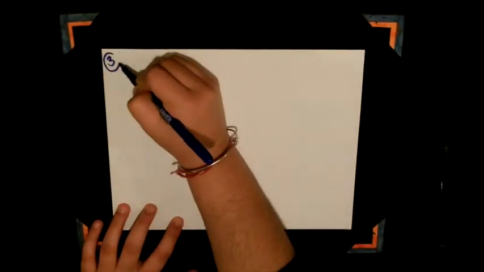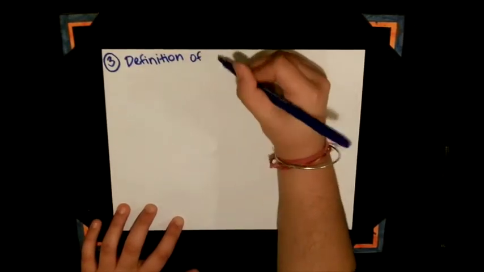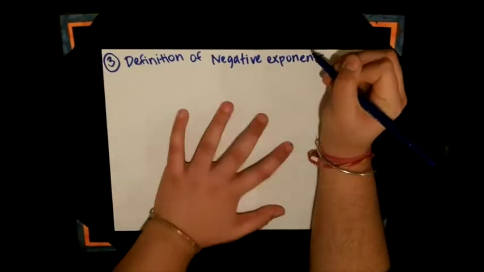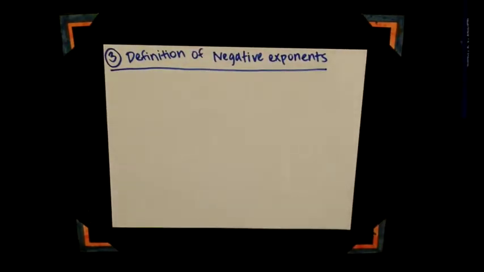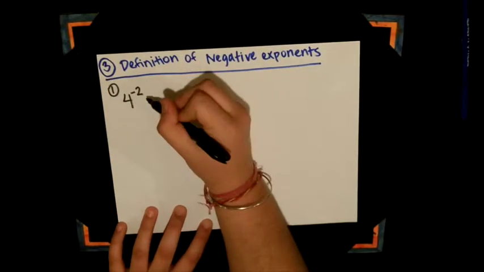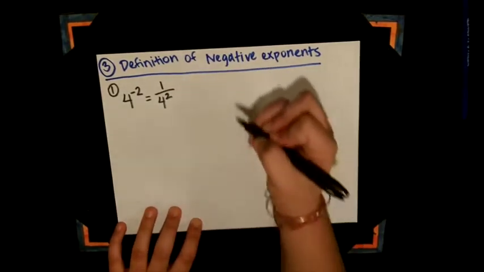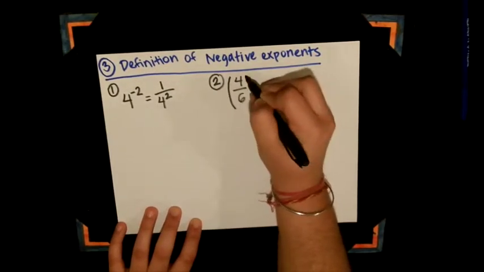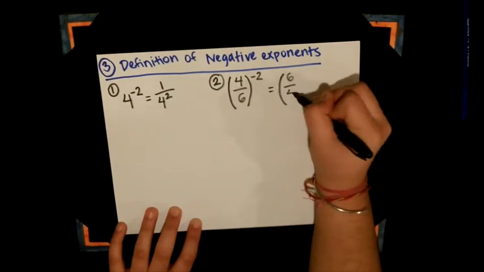Number 3. Definition of negative exponents. Let me show you 2 examples. Example number 1. 4 to the negative second power equals 1 over 4 to the second power. Example number 2. 4 over 6 in parentheses to the negative second power equals 6 over 4 in parentheses to the second power.